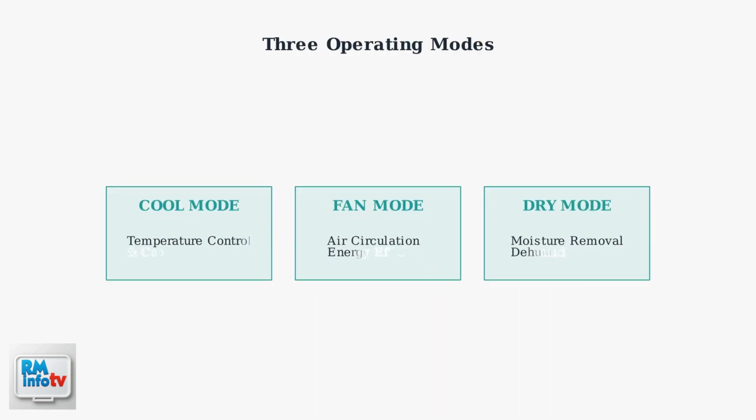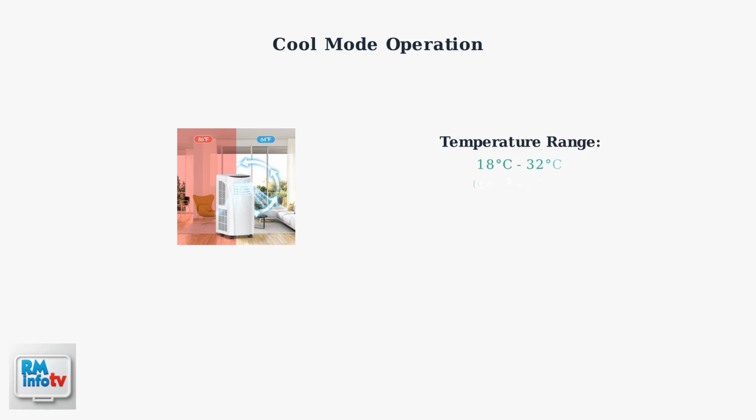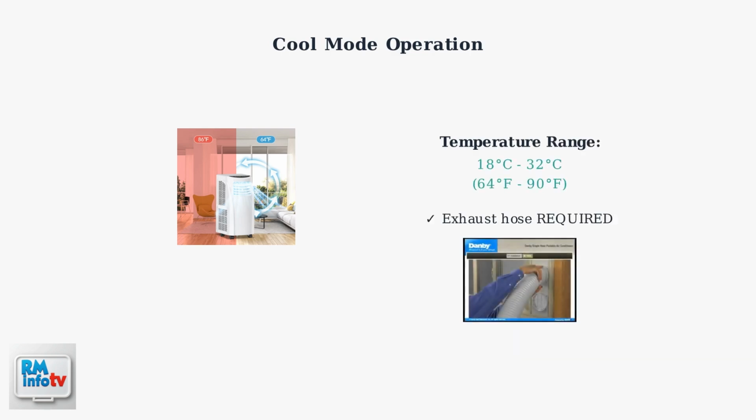Danby portable air conditioners are versatile appliances that offer three primary operating modes to meet different comfort needs. Understanding these modes will help you use your unit efficiently and effectively. Cool mode is the primary function for air conditioning. You can set your desired temperature between 18 to 32 degrees Celsius or 64 to 90 degrees Fahrenheit. The exhaust hose must be properly installed for effective cooling performance.